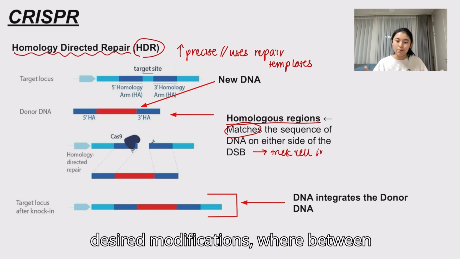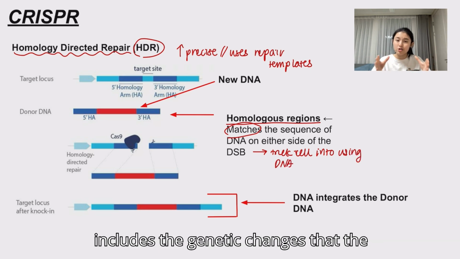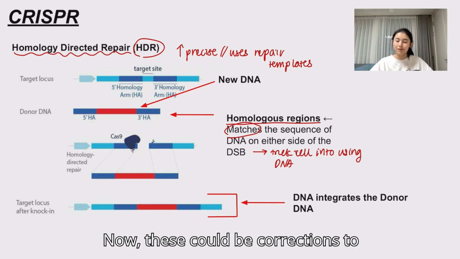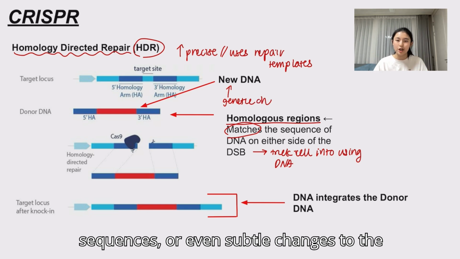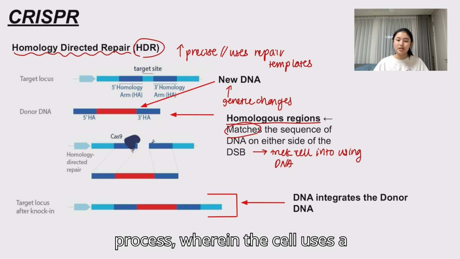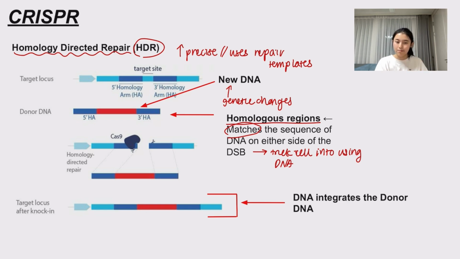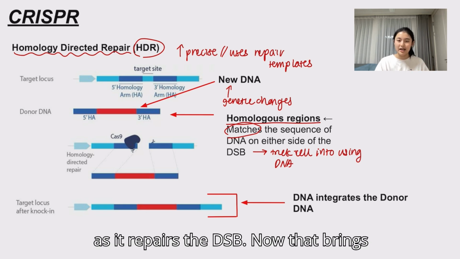B. The second part is desired modifications, where between these homologous regions, the template includes the genetic changes that the researchers purposely want to introduce. Now, these could be corrections to a mutation, perhaps insertions of new sequences, or even subtle changes to the genome. C. The third is the repair process, wherein the cell uses a homologous region to align the repair template with the broken DNA. It then incorporates the desired modification into the genome as it repairs the DSB.